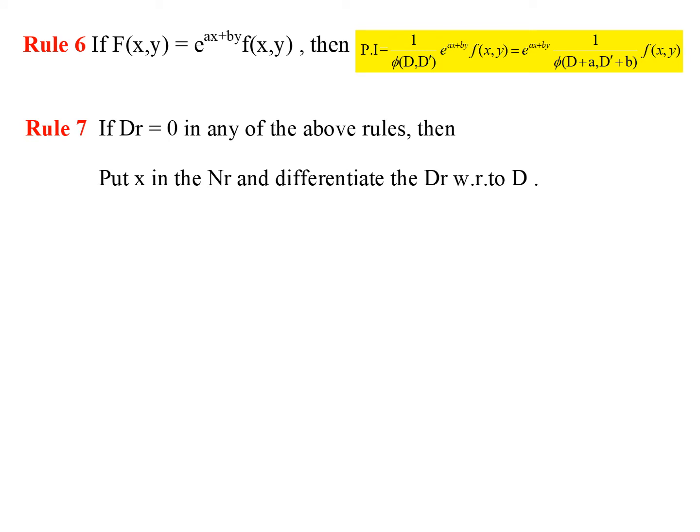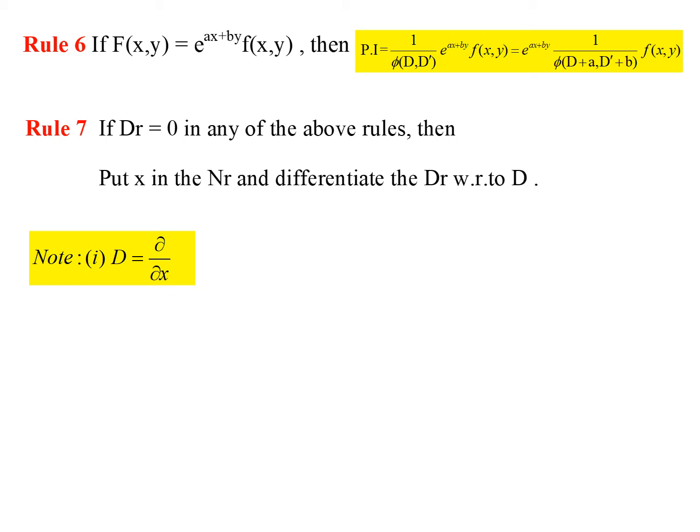The next rule, we had seen so many rules previously. In any rule, if suppose the denominator becomes 0 in any part of your computation, then this is what you have to do. You have to put x in the numerator and you have to differentiate the denominator with respect to D. So this is a common rule which you have to adopt whenever you have the denominator becoming 0 at some point of time.